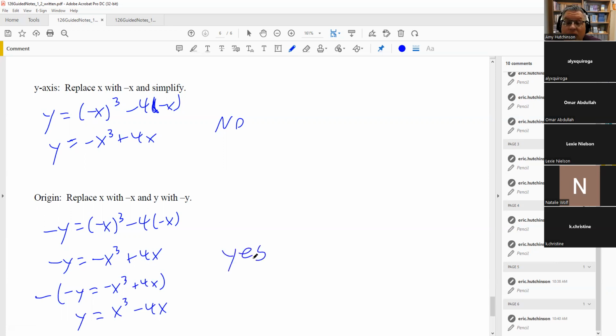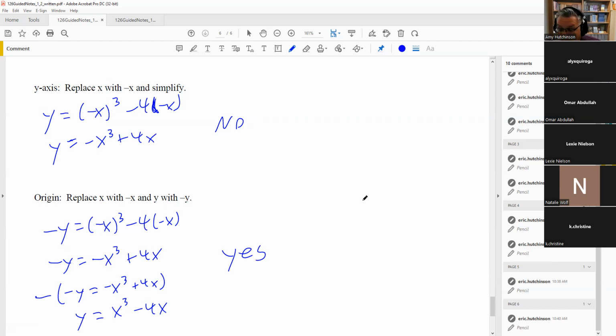So that's going to now be a yes. So this one only has origin symmetry. Just because you get a no for the x-axis and the y-axis doesn't necessarily mean it's going to be a no for the third one as well.